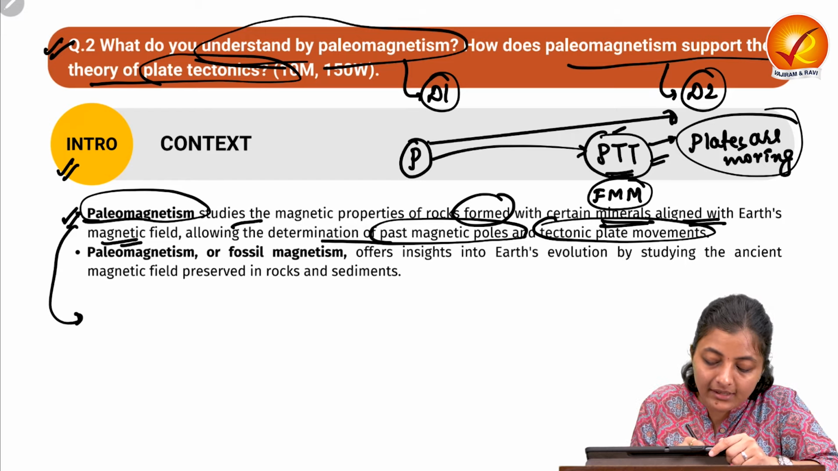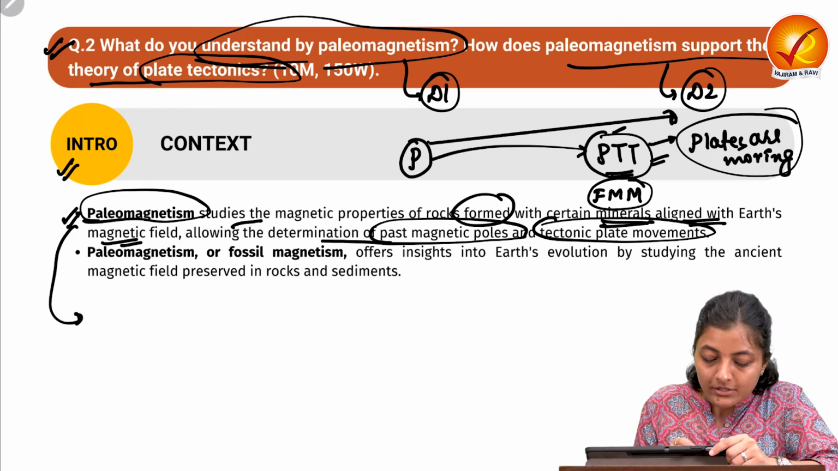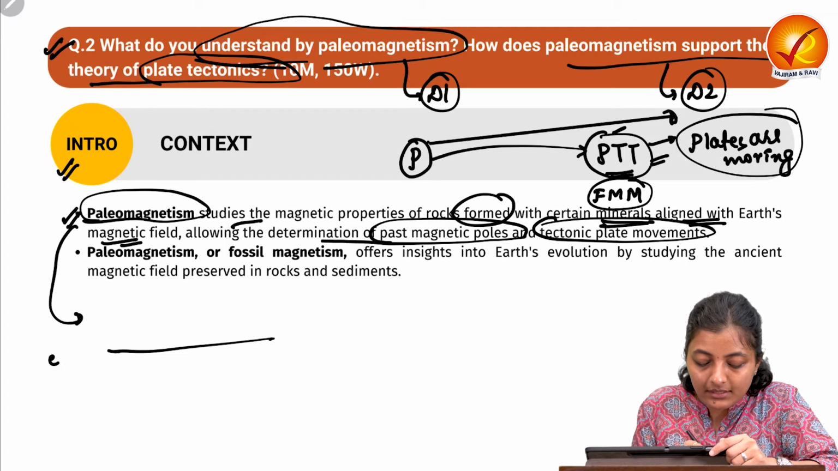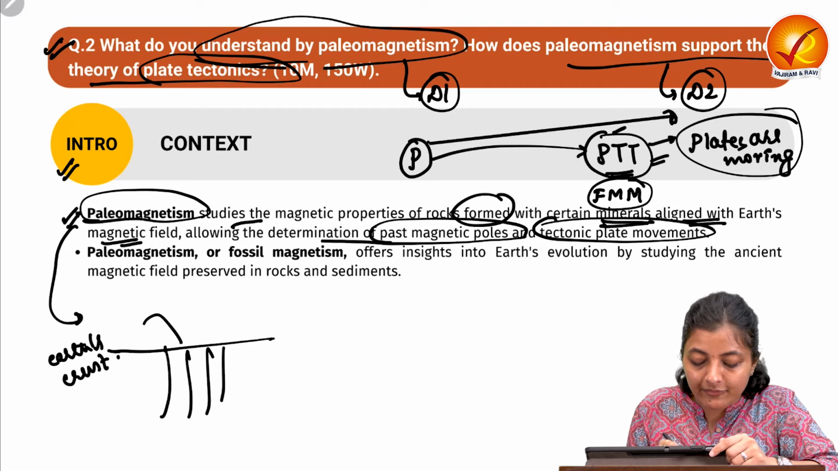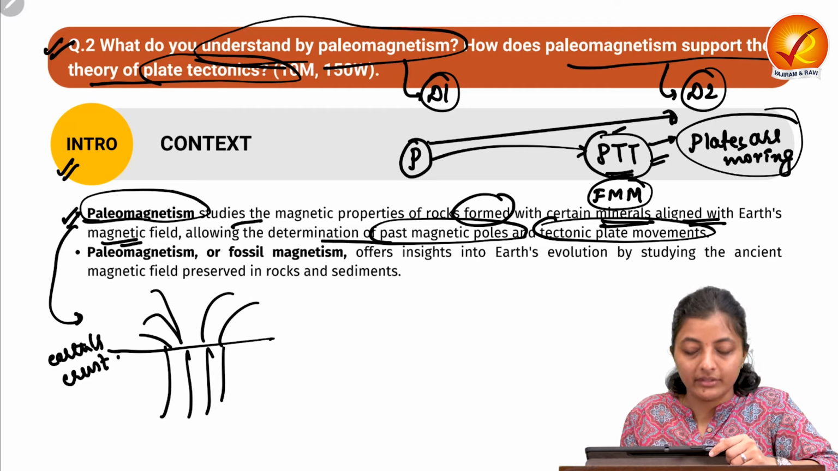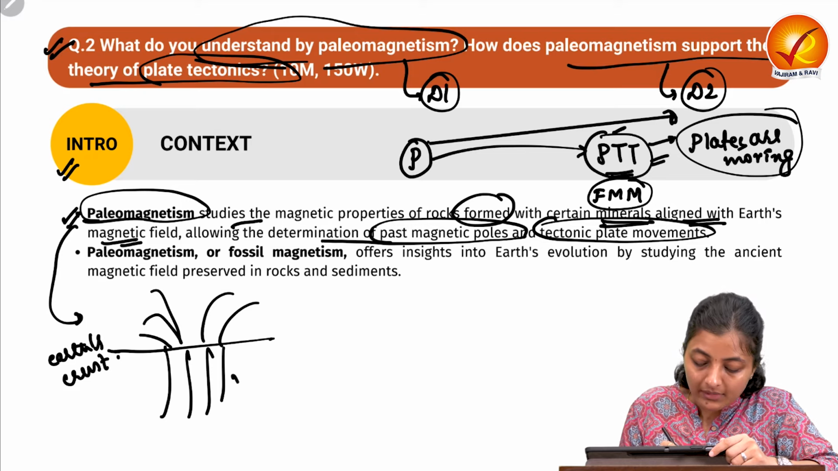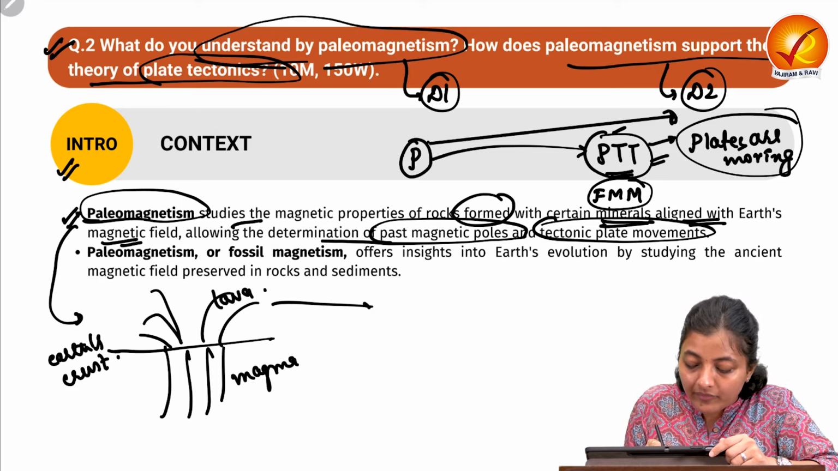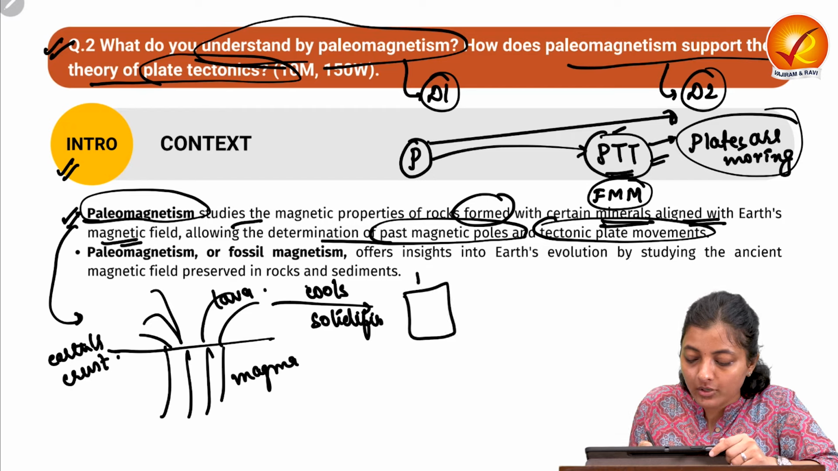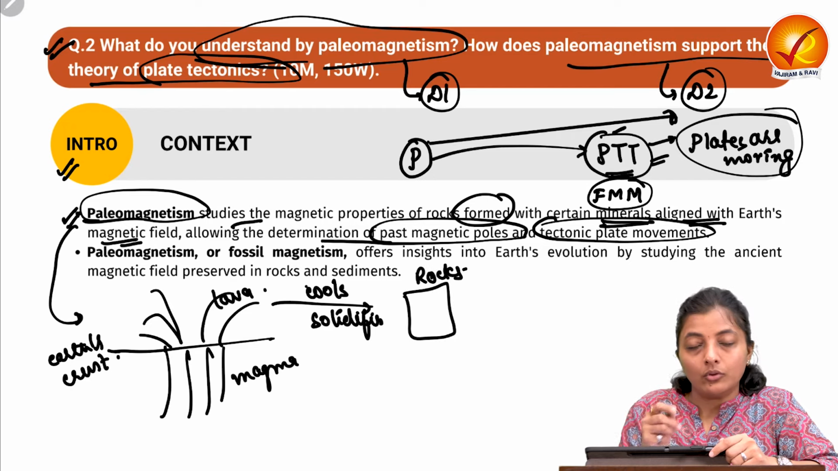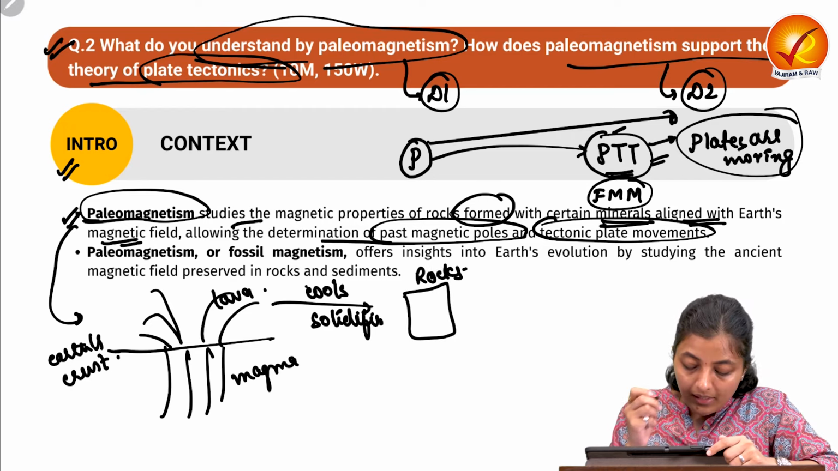Now let's understand this definition. This is Earth's crust. This is magma, and when this flows out through volcanic activity on the surface of Earth, this magma comes out on the surface as lava, and when this cools down or solidifies, it takes the form of rocks. Now, what is paleomagnetism?